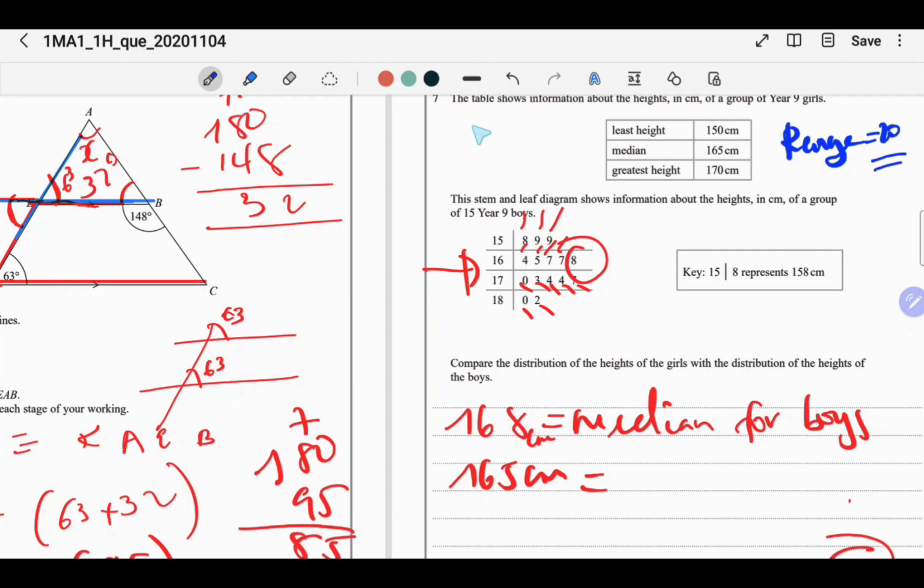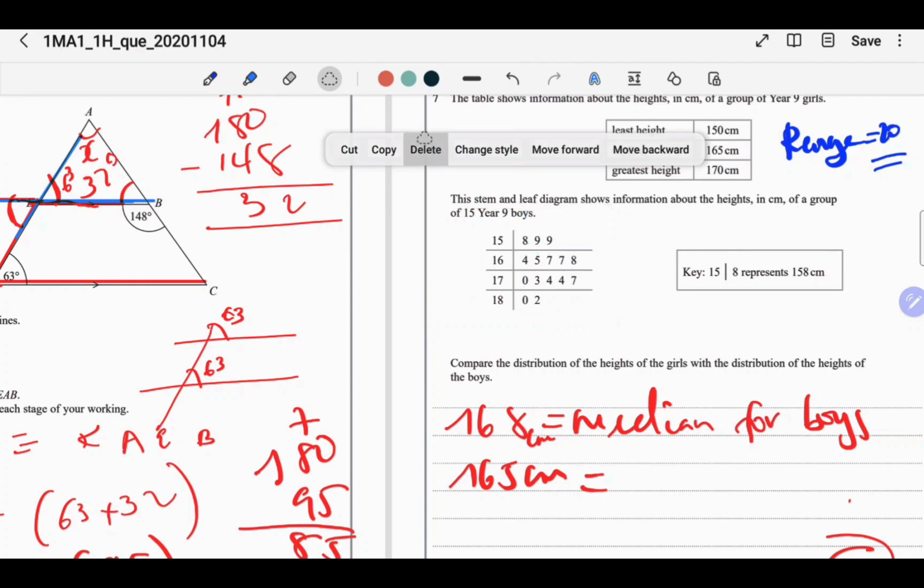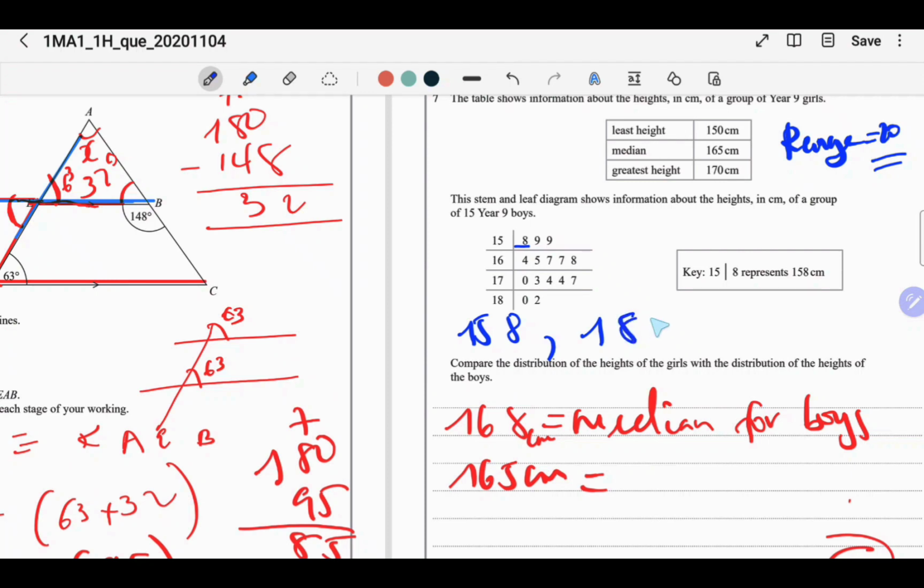Okay, then the least height for the boys is 158. I'm getting it from here, and the greatest height is 182. So if I subtract these two values, 182 minus 158, I'm going to borrow 1.